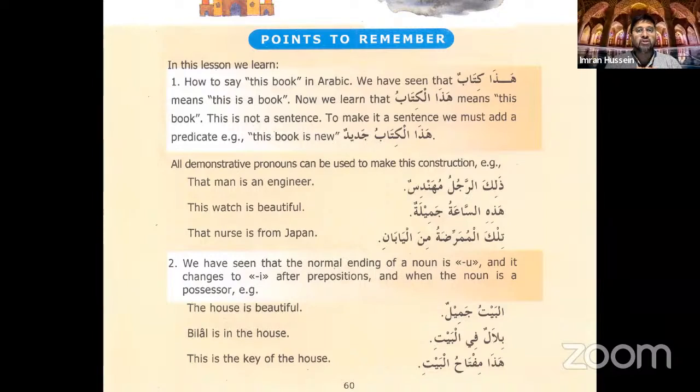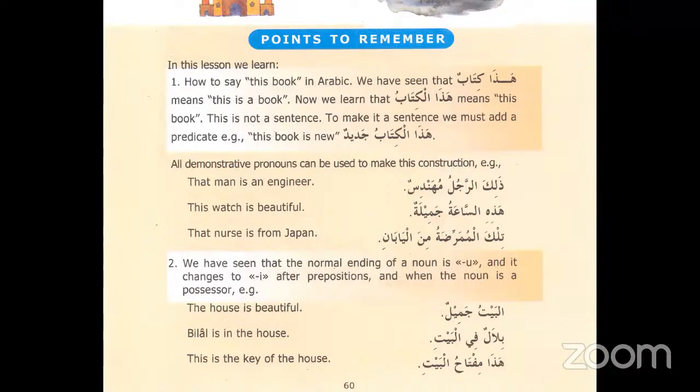Because when you say "this book," what about this book? There's no information you have given. Like in English, if you say "this book" and remain quiet, it will be treated as an incomplete sentence. But when you say "this book is beautiful," then it's a complete sentence. Alhamdulillah. Continue, Sister Samina.